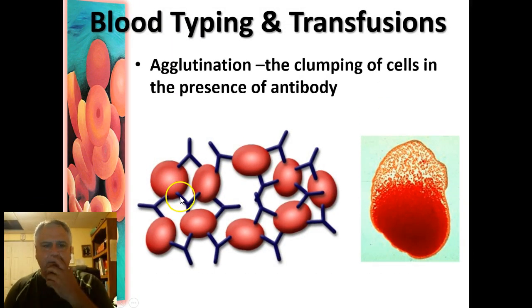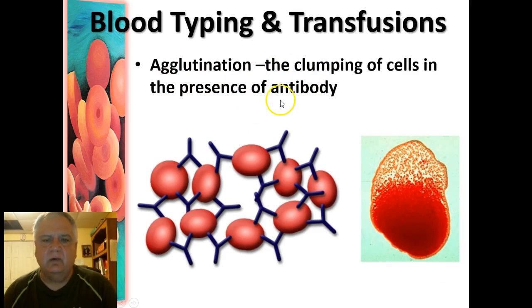Okay, so I talked about the clumping or agglutination. Here's what clumping or agglutination looks like. And again, agglutination is the clumping of cells in the presence of antibody. So for example, if these are red blood cells that have the A antigens on them, and these are A antibodies, this antibody would link to this cell and link to this cell and bind those two cells together because it would bind to the A antigens.